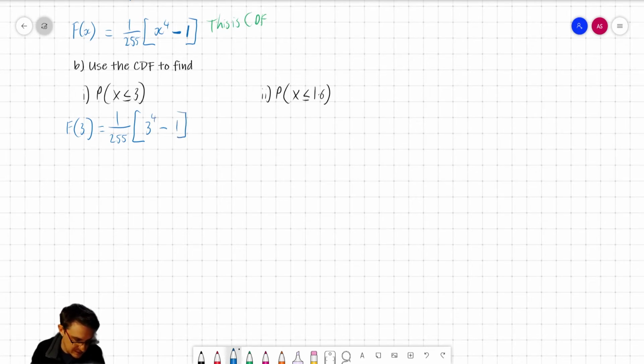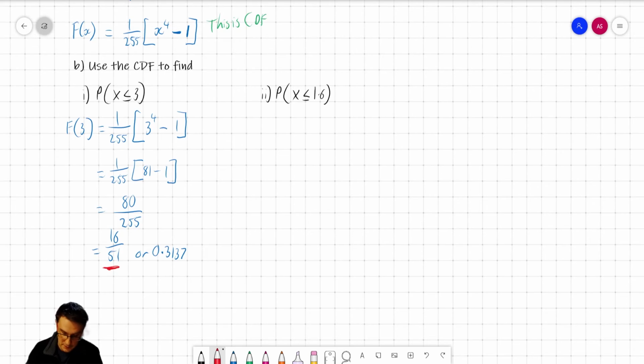And I can close the brackets. This next part is 1 over 255. That's going to give me 81 minus 1, which simplifies further to give me 80 once I multiply that in. And the 81 minus 1, it becomes that 80, and that's going to be over 255. This does simplify to give me 16 over 51, or I could put this as a decimal, it'd be 0.3137. But given this is a rounded number here, the ideal answer would be this first one here, 16 over 51.